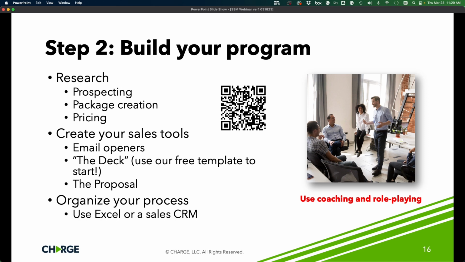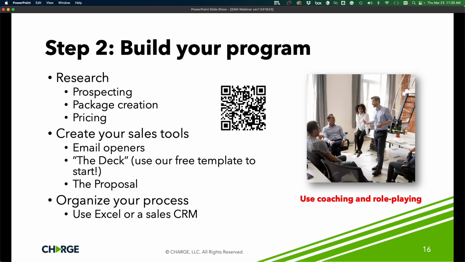Now, there's a lot there in step 1, but if you mastered all the things that we talked about, you'll speak to your program more confidently. But now in step 2, you're building your program, you're researching, prospecting, creating that package. What benefits do you offer? And determining the right price. It's pulling together your sales tools, the email openers, the process that you use on LinkedIn to connect with potential sponsors, and the all-important deck, the marketing presentation you use as a door opener.